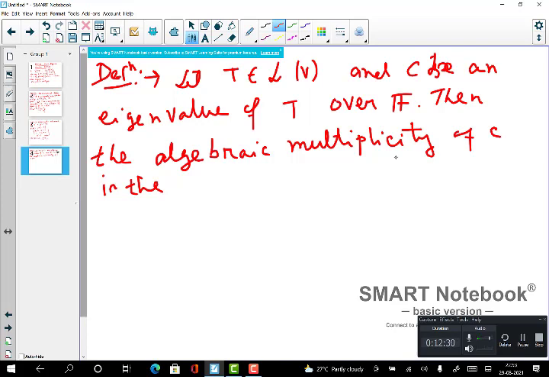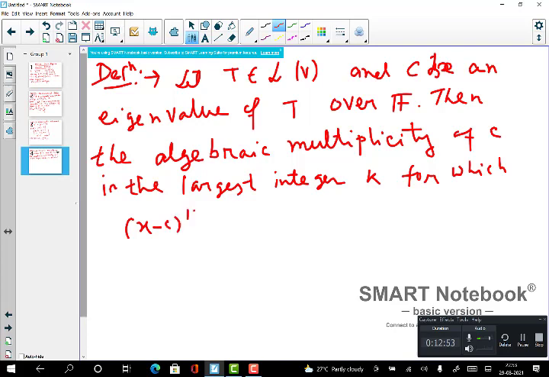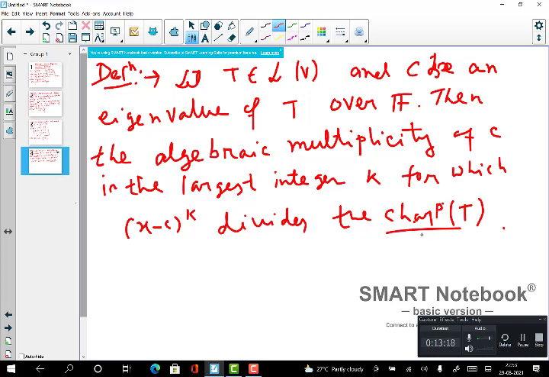It is the largest integer k for which (x minus c) to the power k divides the characteristic polynomial of T. Characteristic polynomial of T, or char poly, whatever.